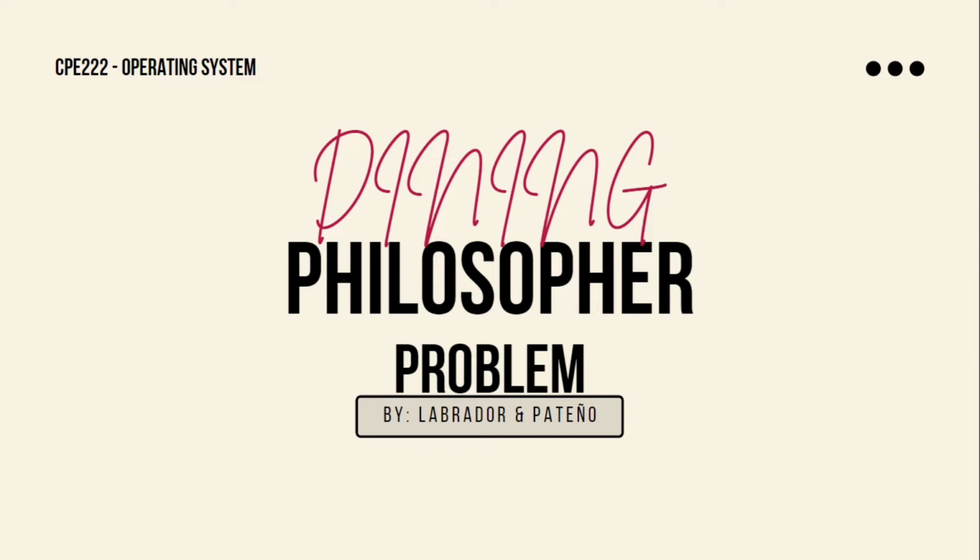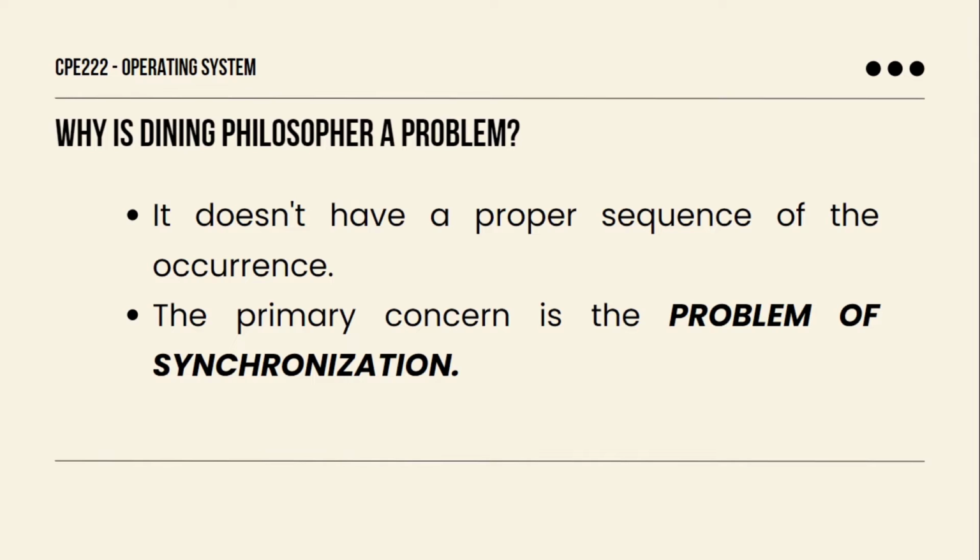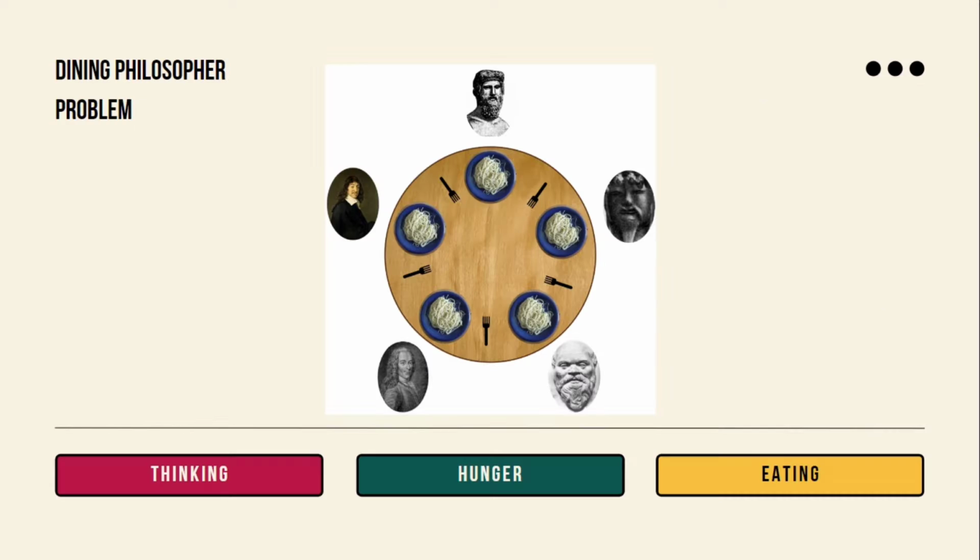Joric Labrador. And now we will be solving a problem using some code that will tackle the dining philosopher problem. So why did the dining philosopher become a problem? It's because it doesn't have a proper sequence of occurrence, where the primary concern is the problem of synchronization.